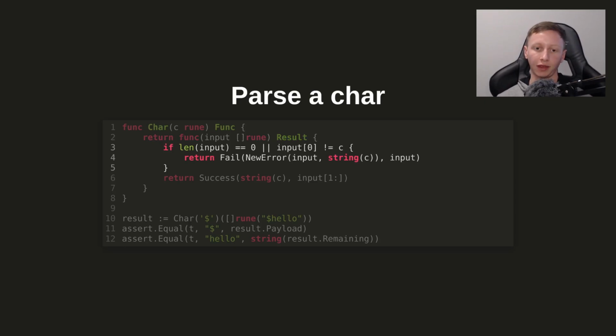So basically we check that the input is greater than length 0, and we check that the first character matches the rune that we're looking for, and if either of those is not true, then we return a fail, and otherwise we return a success. Simple as that. Now in the success we do two things. So first we cast the input rune to a string and return that instead.